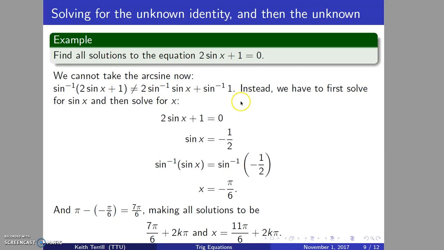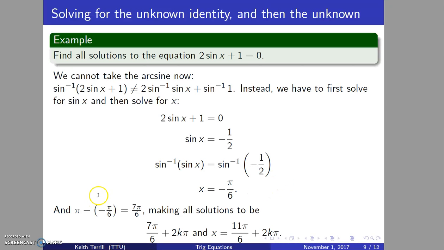Instead, what I have to do is first solve for sin x by moving the 1 over and dividing by 2, so I have sin x equal to negative a half, and I can undo sine by applying arcsine directly to it. So the arcsine of negative a half you'll find to be negative pi over 6, right? That's the value between plus or minus pi over 2 having the sine of that number equaling negative a half, and that's all you would get from a calculator. And that's not nearly all the solutions.